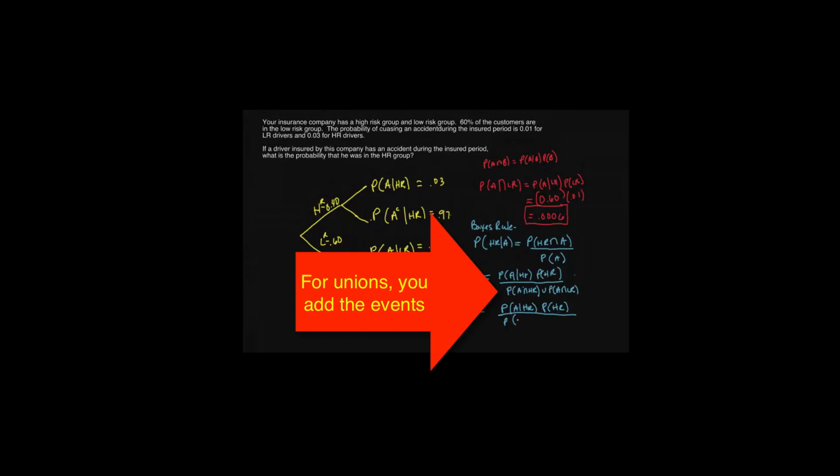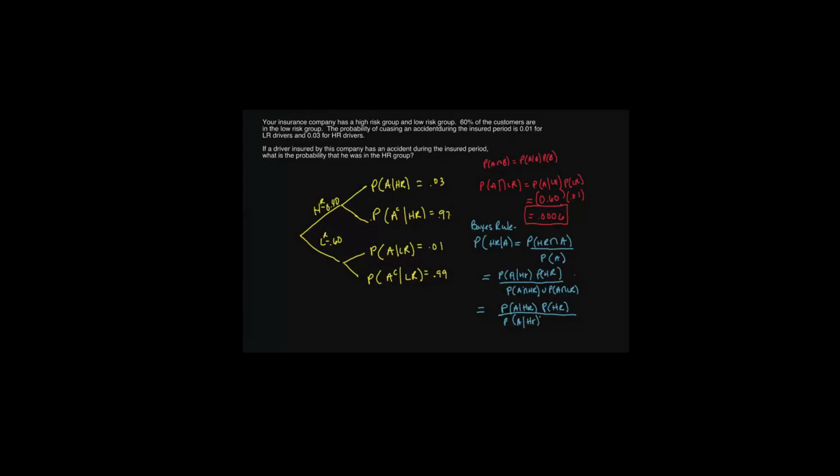And we're going to use the individual rule that I used up here to get their individual probabilities for the intersection.